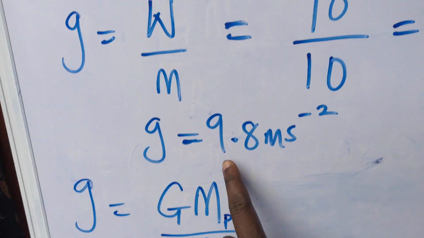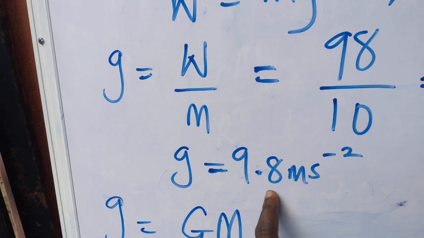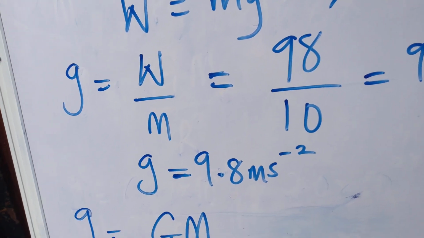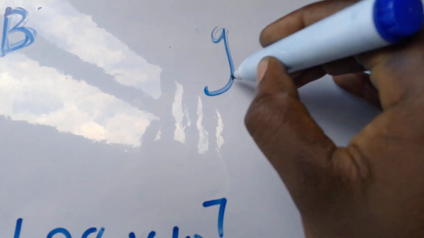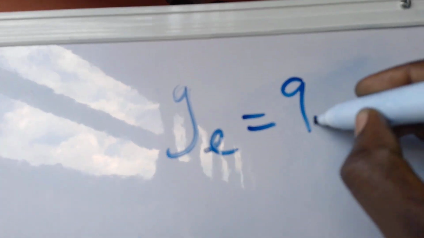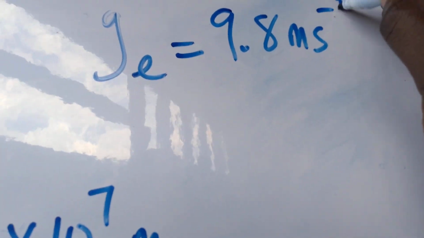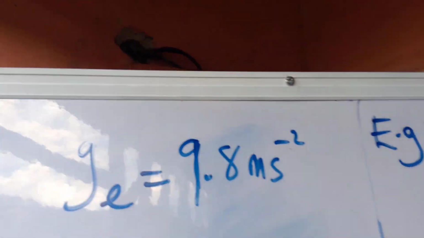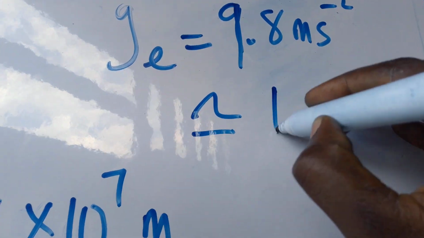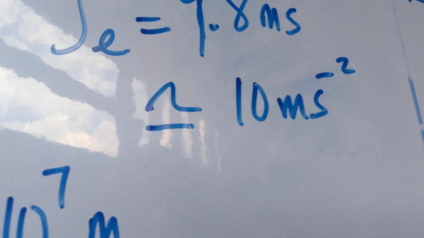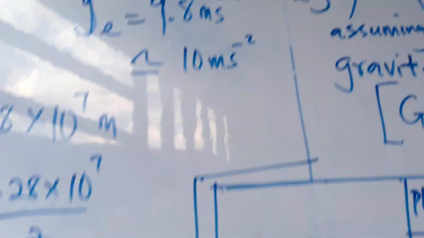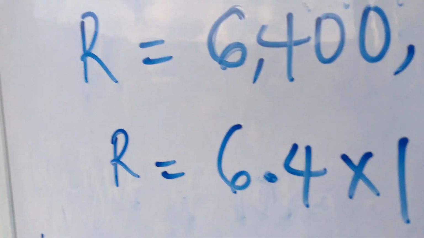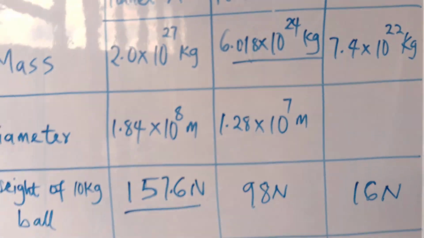So once you see this, just know the acceleration due to gravity is 9.8 meters per second square. That is that of the Earth. Acceleration due to gravity on the Earth's surface, g_E, is 9.8 meters per second square. Take note, it is approximately 10 meters per second square. And the radius of the Earth is 6.4 times 10 raised to power 6. So this planet B is the Earth.